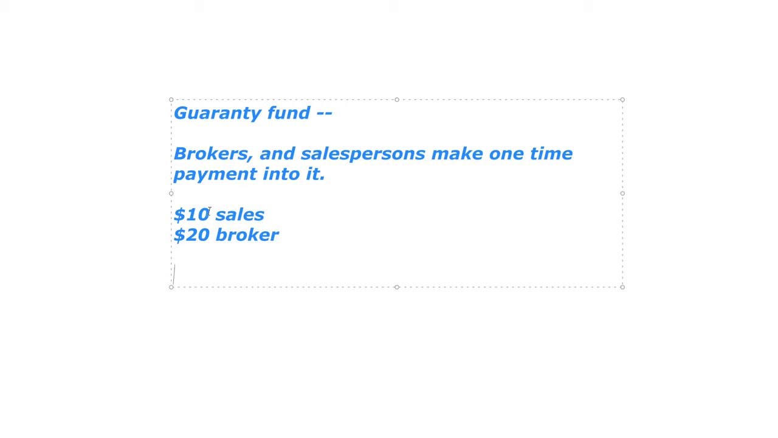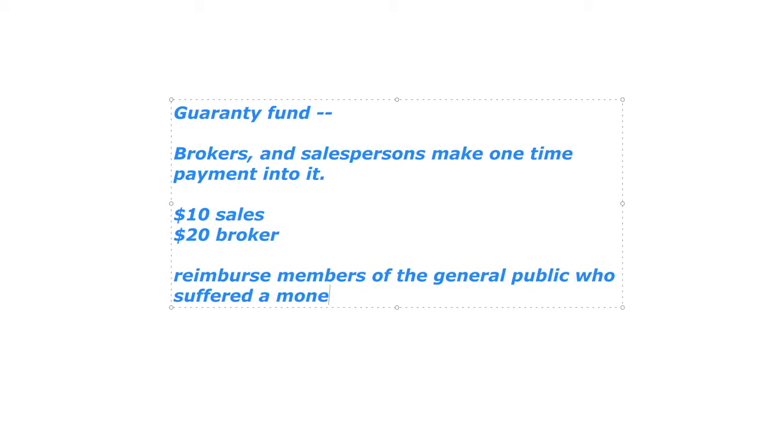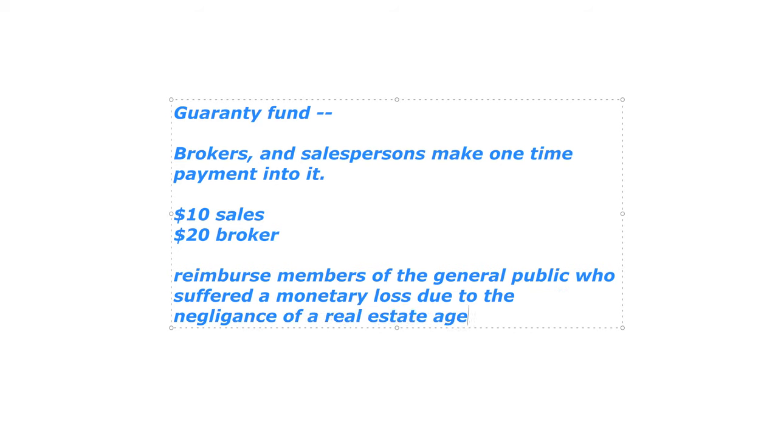And what this is, it's going to reimburse members of the general public who suffered a monetary loss due to the negligence of a real estate agent, okay? So that's basically what it is. Yes, so Bernadette said it provides funding for schemes done to customers' clients. Sure, it could be a scheme. It could be something that was just negligent, right?